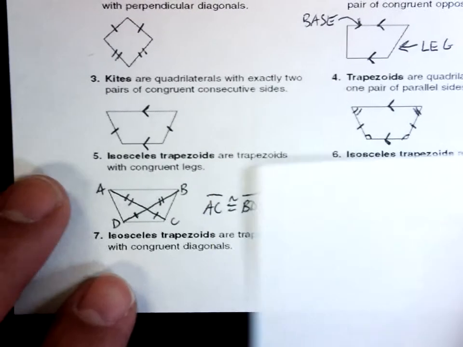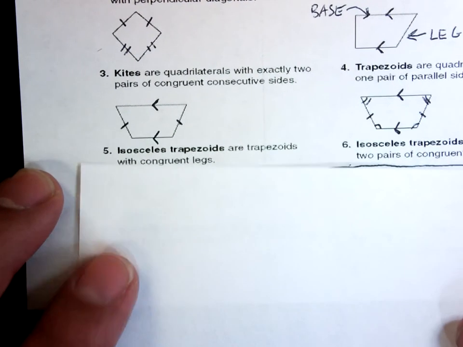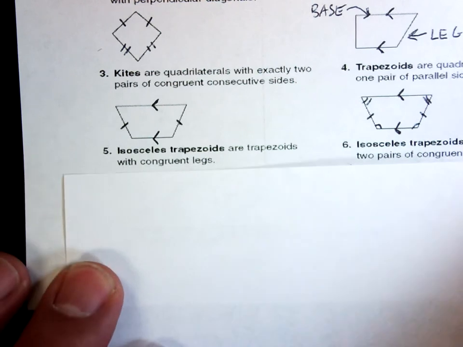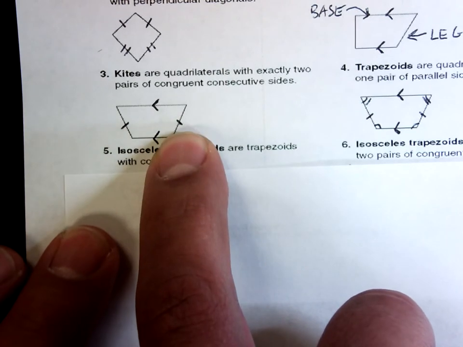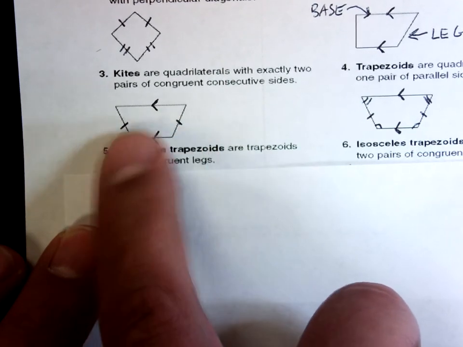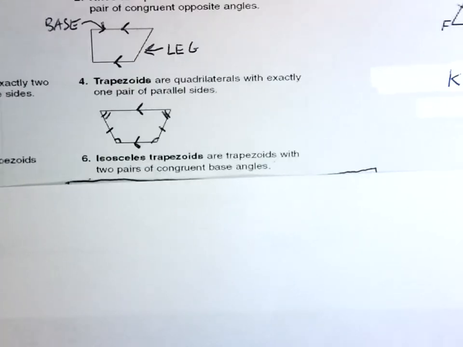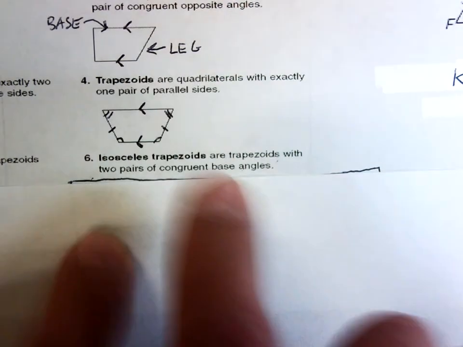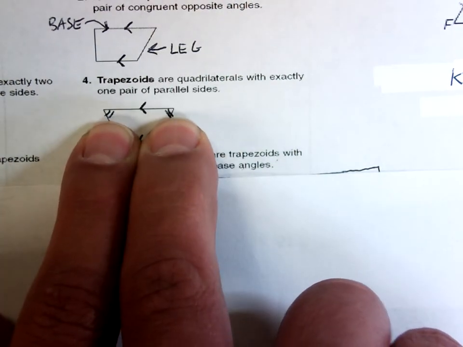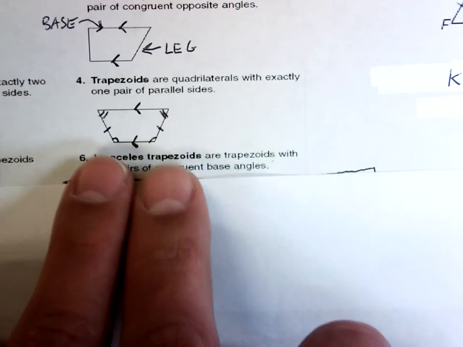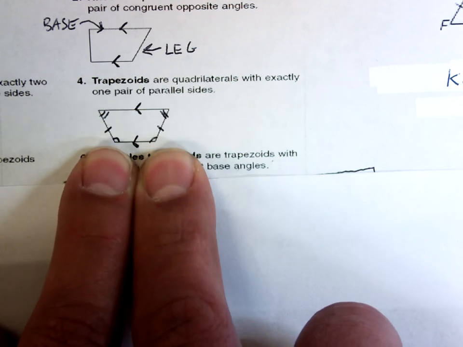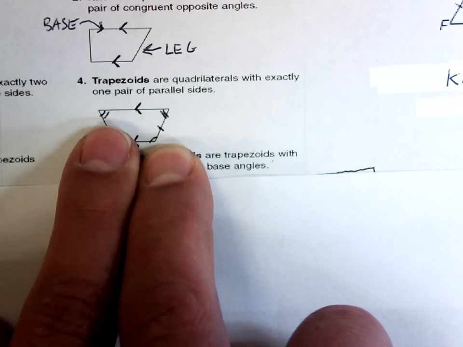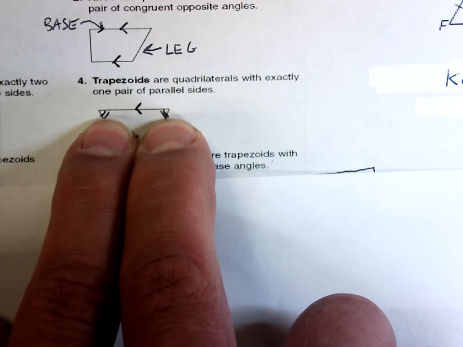Let's go here. An isosceles trapezoid. It's a trapezoid with congruent legs. So my legs will be congruent to each other. It's a trapezoid with my legs being congruent to each other. And isosceles trapezoids have two pairs of congruent base angles. So these are base angles because they're angles made using one of the bases. And these are also base angles because they're angles made using one of the bases. These two angles are congruent to each other, and these two angles are congruent to each other.